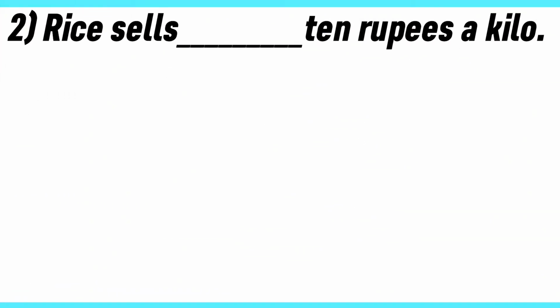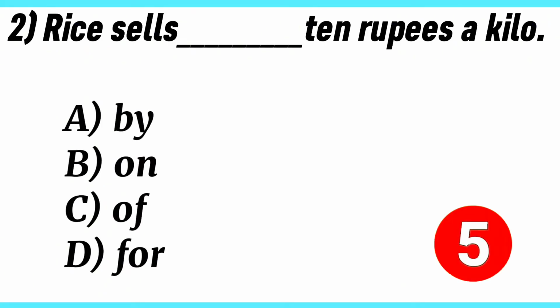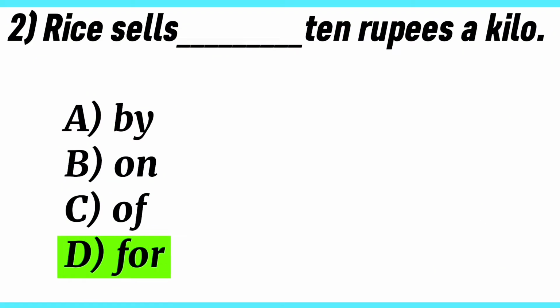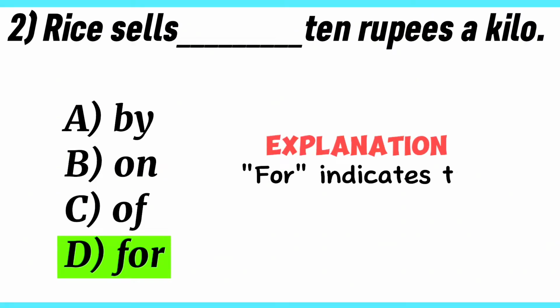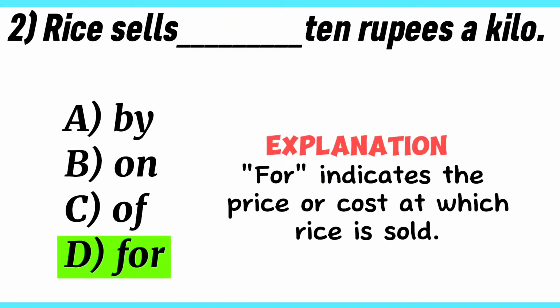Rice sells dash 10 rupees a kilo. The correct answer is option D, for. Explanation: for indicates the price or cost at which rice is sold.